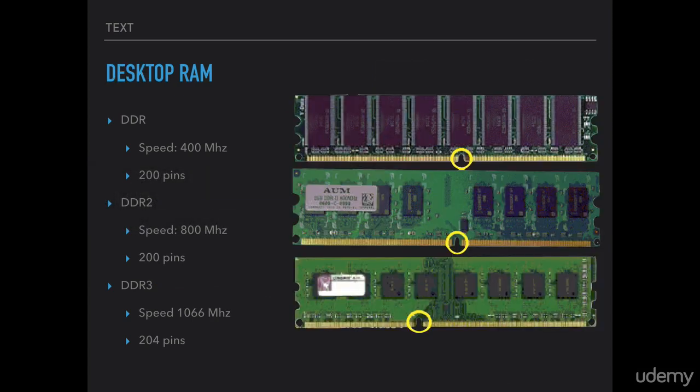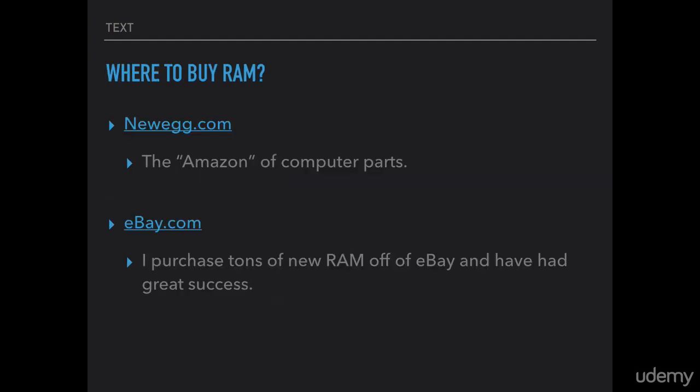Desktop RAM is much longer and weighs a little bit more. Just like before, we have DDR, DDR2, and DDR3 RAM. They operate at the same speeds, but it's not exclusive. Some DDR RAM operates at 333 MHz. Some DDR2 RAM runs at 600 MHz. It all depends on what you want, but the more megahertz your RAM has, usually the faster it operates.